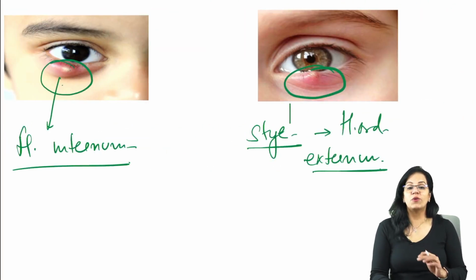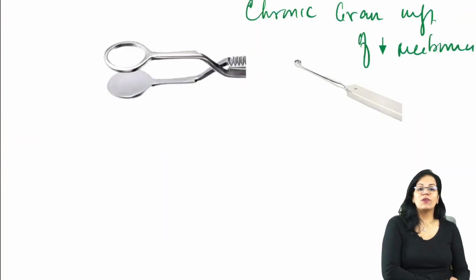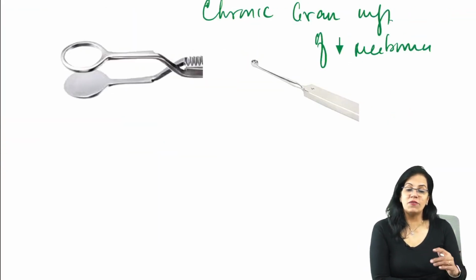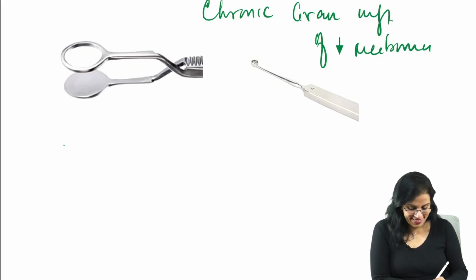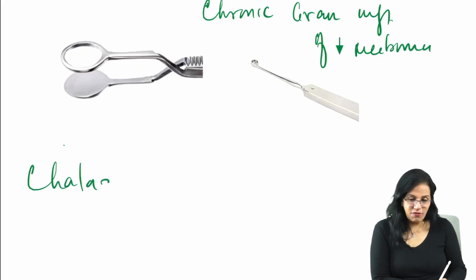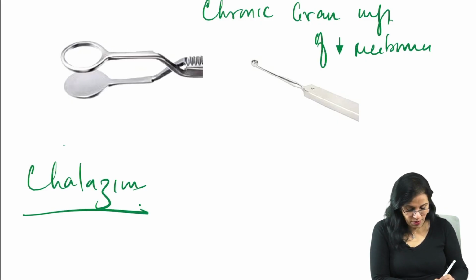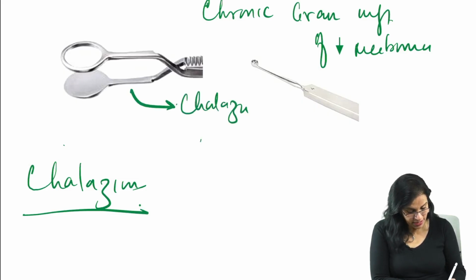Then it is not hordeolum internum if this is not acute inflammation. If it is a chronic inflammation, we call it what? Yes, chalazion, isn't it? We all know chalazion. So you should remember this is chalazion. What is this? They have asked you in the exam, this is chalazion clamp and this is the chalazion scoop.